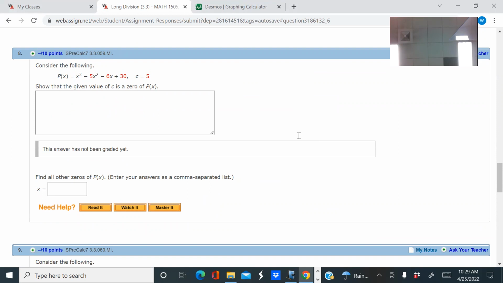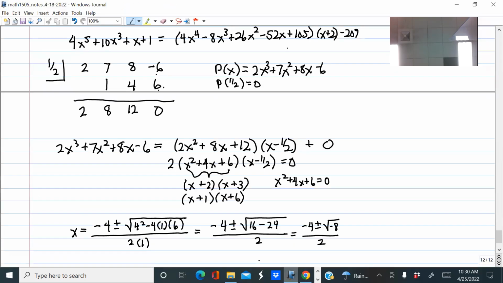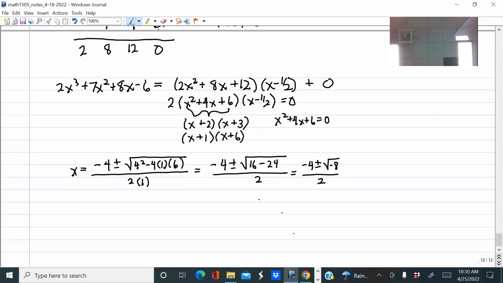It says show that 5 is a 0, an x-intercept, of x cubed minus 5x squared minus 6x plus 30, right? So show that you have an x-intercept, and then find the other ones. Find all the others, of which there may be none. All right, so let's try this. Write down those coefficients for me, and let's see if we can do this.